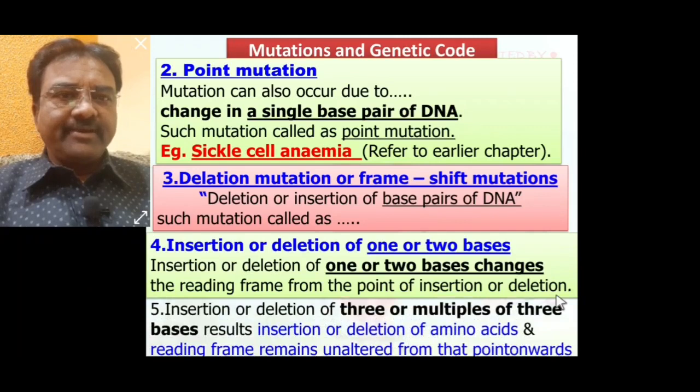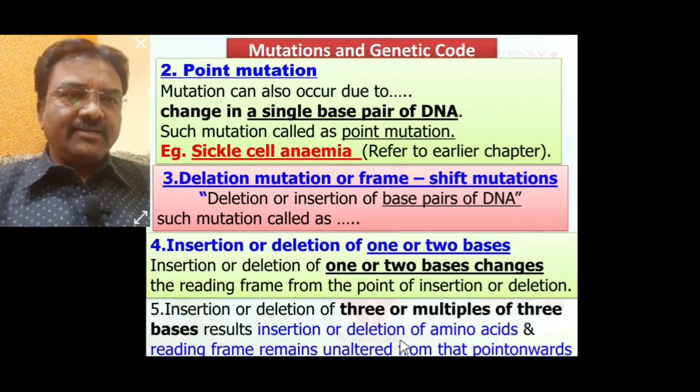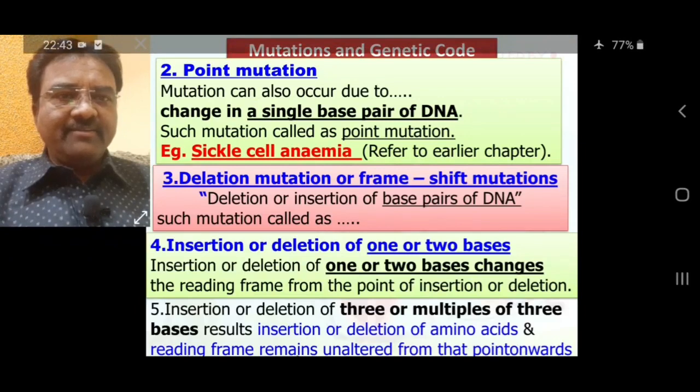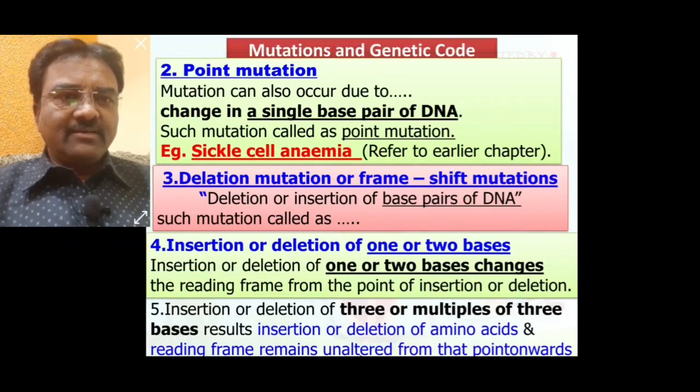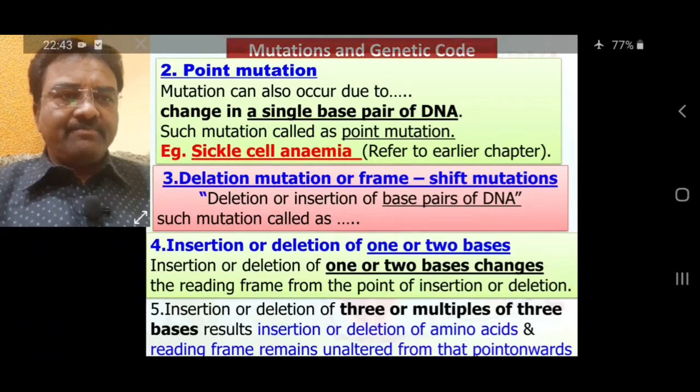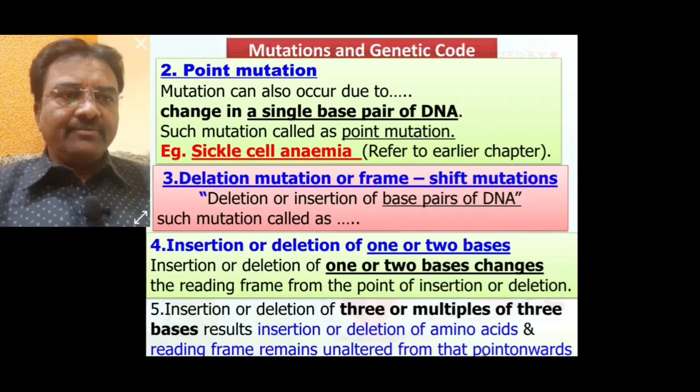And last, number 5: insertion or deletion of three or a multiple of three bases results in insertion or deletion of amino acids, and the reading frame remains unaltered from that point onward. So we have discussed all these five types of mutation in detail.